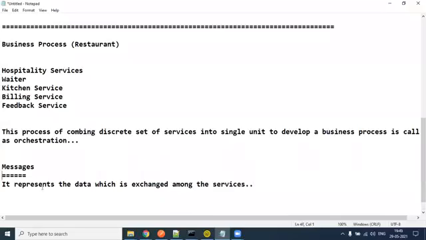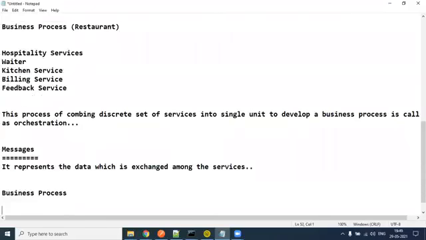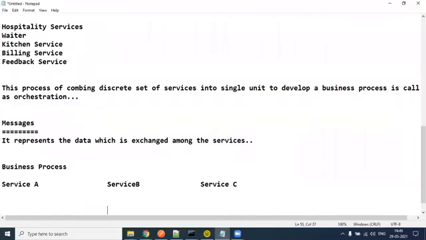So it represents the data which is exchanged among the services. When we have a real-time business process, that business process might be a combination of service A, service B, service C, right? And these services typically will communicate with each other with the help of some entity called the orchestrator. Okay, what is the job of the orchestrator?